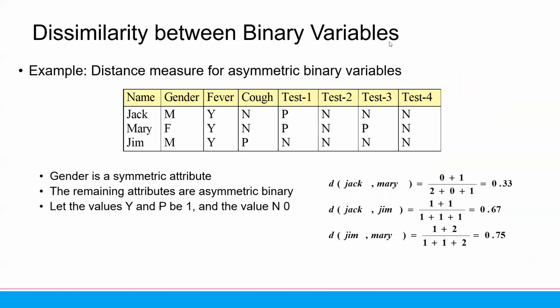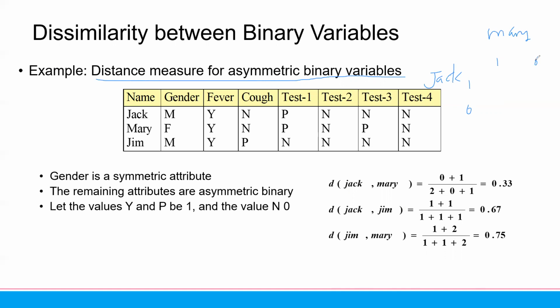So let's see. If I have Jack and Mary and I just want to measure only based on the asymmetric attributes, the distance measure for asymmetric binary variables, then we can make a table like this one. We have Jack, and then we have Mary, and then we have the 1, 1, 0, 0.